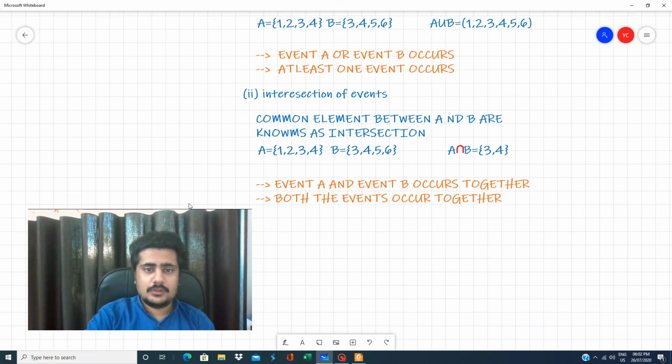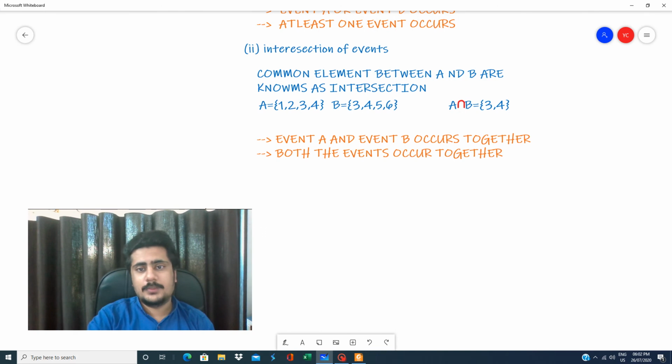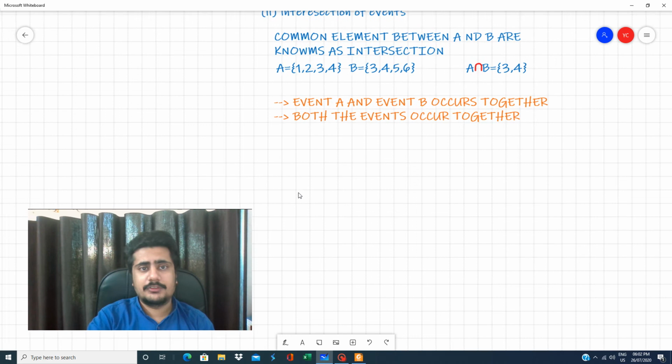Then intersection of events. What is intersection of events? If A is 1, 2, 3, 4, B is 3, 4, 5, 6, then 3 and 4 is A intersection B. It's not a combination, but it's a common element between A and B. So what is common in A and what is common in B? The elements which are in A also and in B also. It is known as an intersection of events. So let us proceed further.